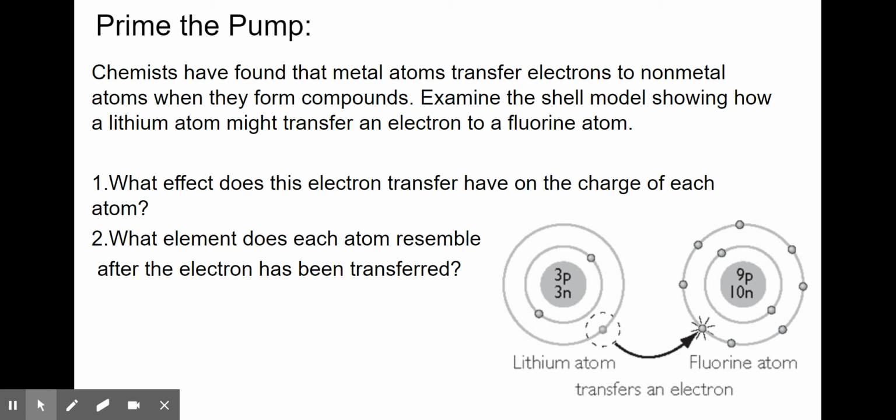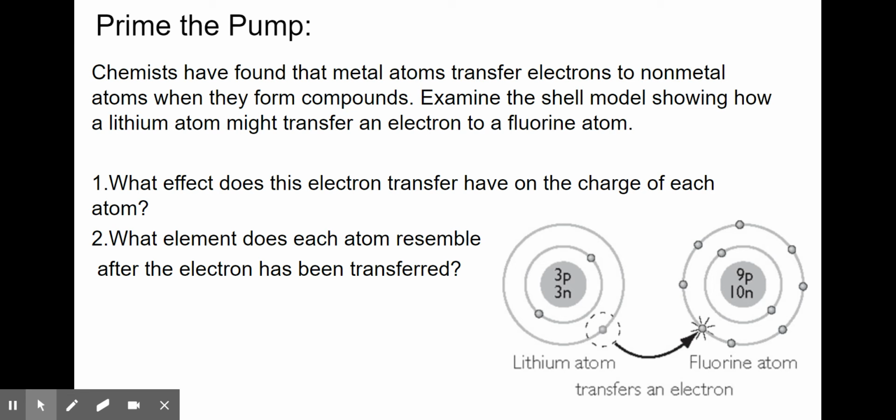Okay, so lithium has one electron out there, and we're transferring it over to fluorine. So if we're getting rid of an electron, we're becoming more positive because we're getting rid of that negative charge. So if we're getting rid of the negative charge, that means that lithium will have a positive charge, or a +1 charge, okay?